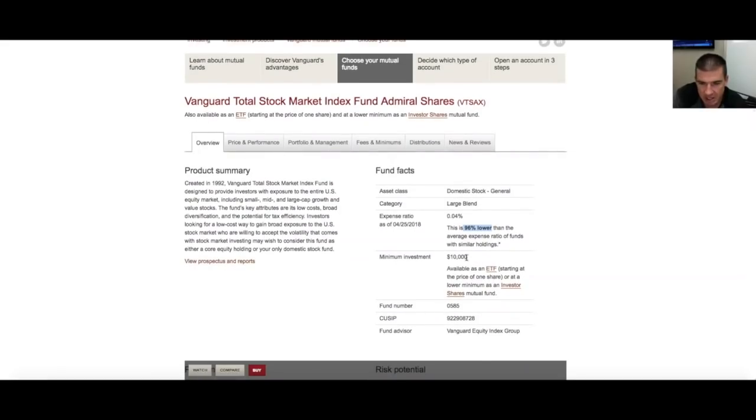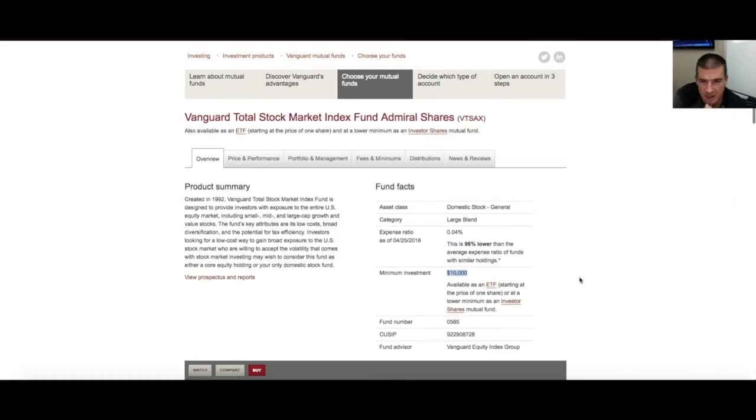But the kicker here is that it's got a $10,000 minimum. And for a lot of first-time investors, a lot of you guys are looking to build up to that first $10,000, and that can be rather steep. The other drawback to this Admiral share is that you have to have this $10,000 minimum in Vanguard. You can't just invest in this Admiral share anywhere on the market.